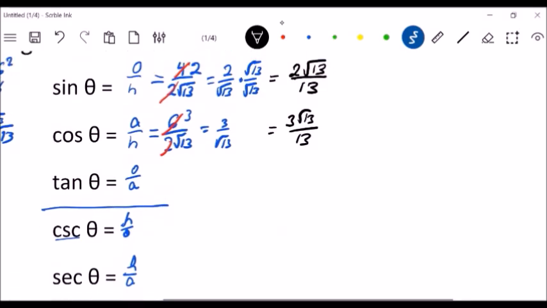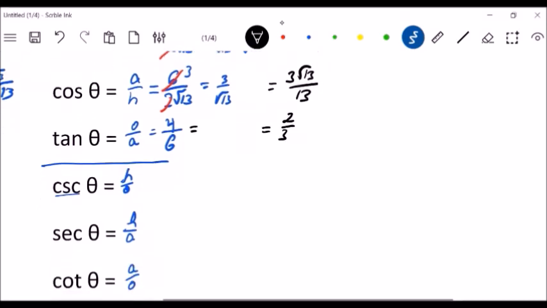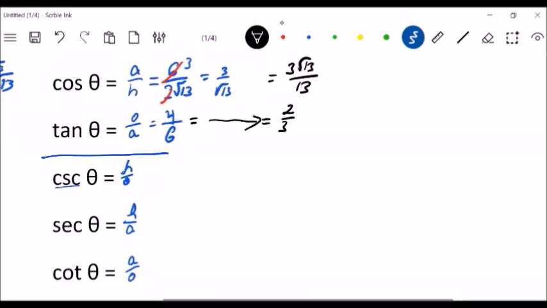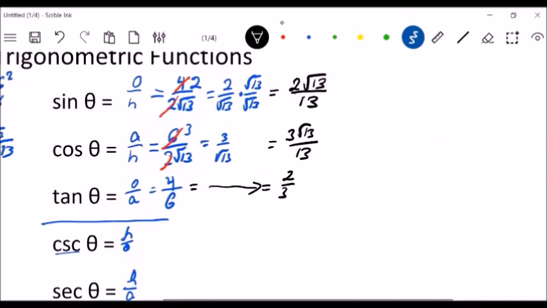Now, opposite over adjacent. The opposite in this case was an amount of 4, and the adjacent was an amount of 6 there. Of course, then now that can be reduced. So 2 goes into both of them, giving us a 2 over 3 result. Okay, and I want to move them here so that all the answers are sort of in a line there.